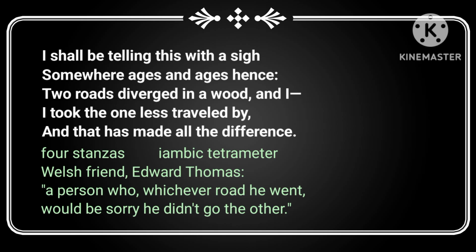One thing you must know from Lawrence Thompson's account is that Robert Frost had a Welsh friend, a Welsh pal, and his name was Edward Thomas. And Frost and Thomas went hiking together. Frost described him as a person who, whichever road he went, would be sorry he didn't go the other. So the speaker in this poem could have been inspired by him. So with this, we have completed the line-by-line explanation of the poem.